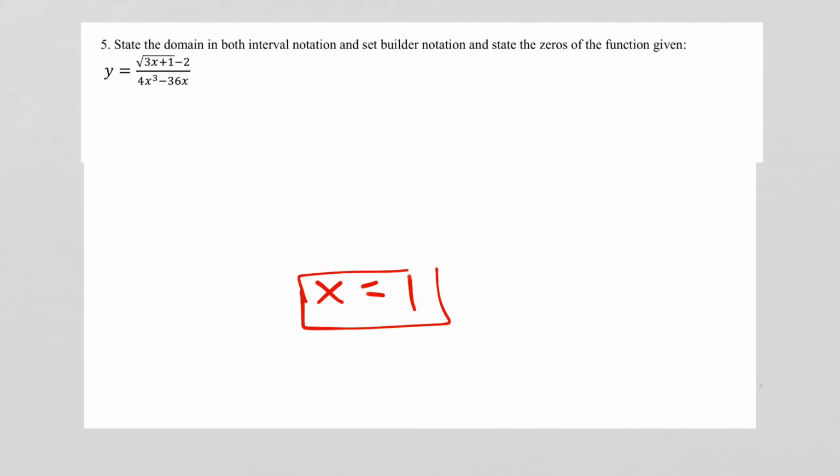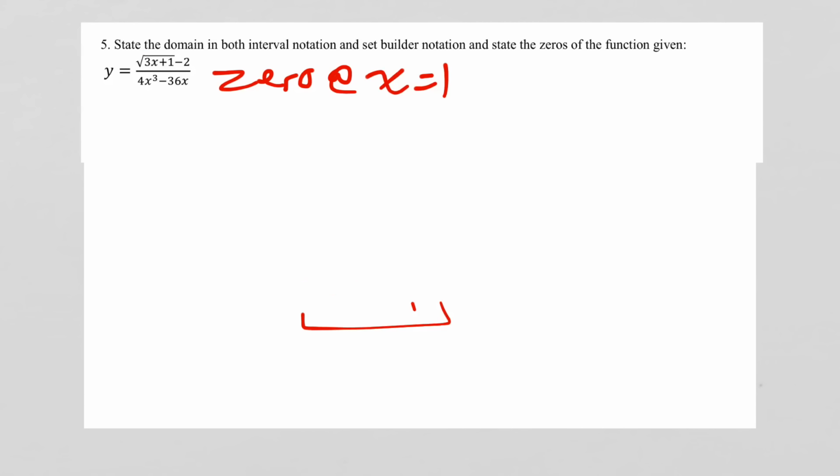How do I want you to write that? Just say zero at x equals 1. If you wanted to be cool, well, I didn't give you function notation, so leave it at that. Zero at x equals 1.